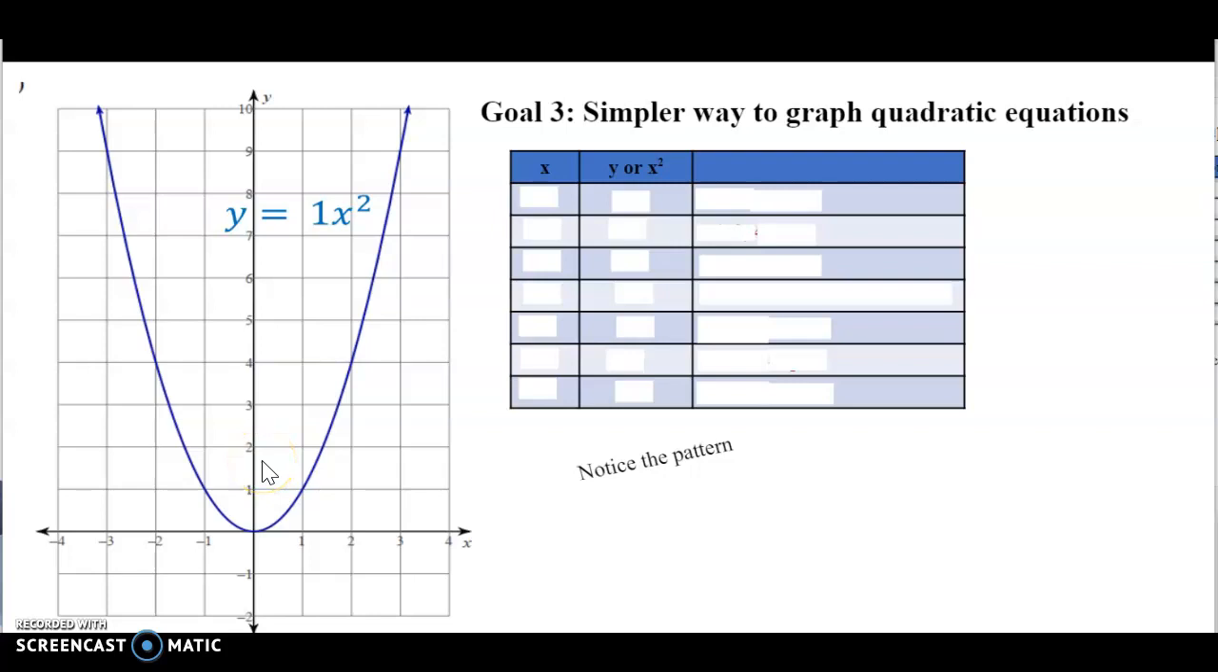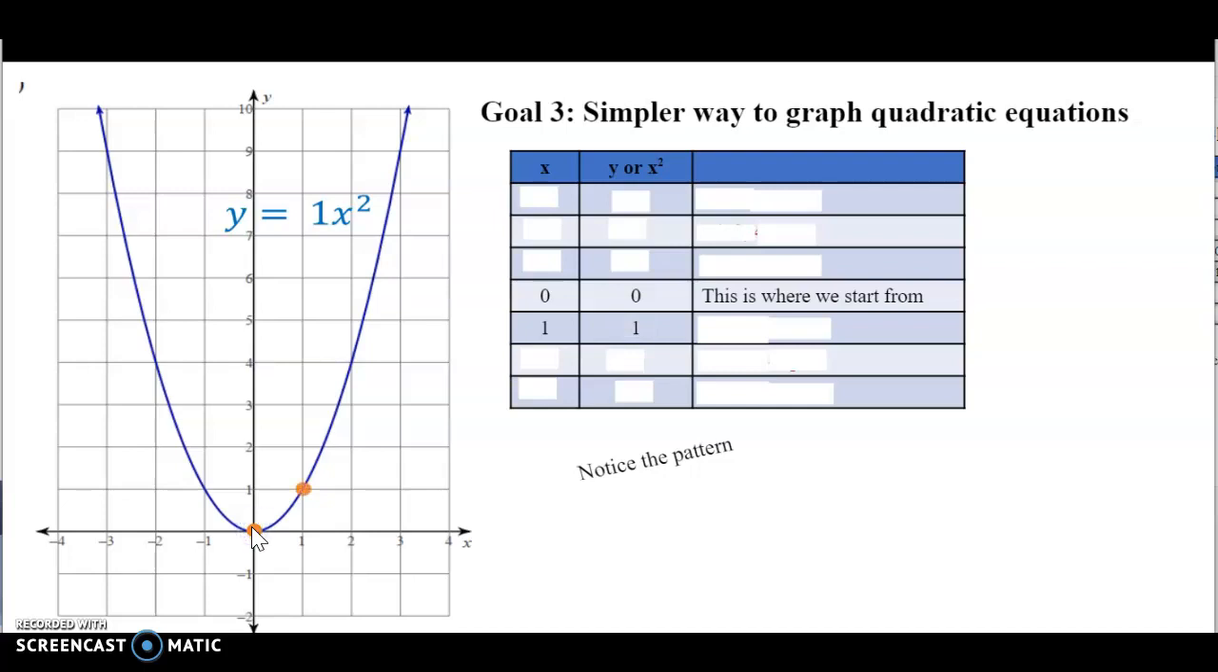This is what we call the parent function because this is the simplest version of the quadratic equation. And if you look at that, where we start is 0, 0. When x is 0, y is 0. And that's where we are going to start. This is where we start from. That's the vertex.